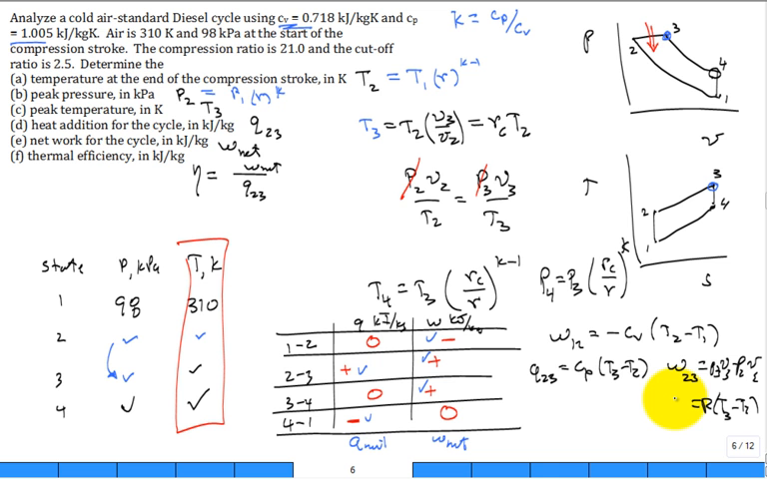That's a bad looking P3, isn't it? That's equal to P3V3. All right. The work 3 to 4 is very similar. You have C sub V times (T3 minus T4). And then the last, Q 4 to 1, C sub V, well, depending on how you want to write it, it'll be T1 minus T4 to give you the right sign. All right.